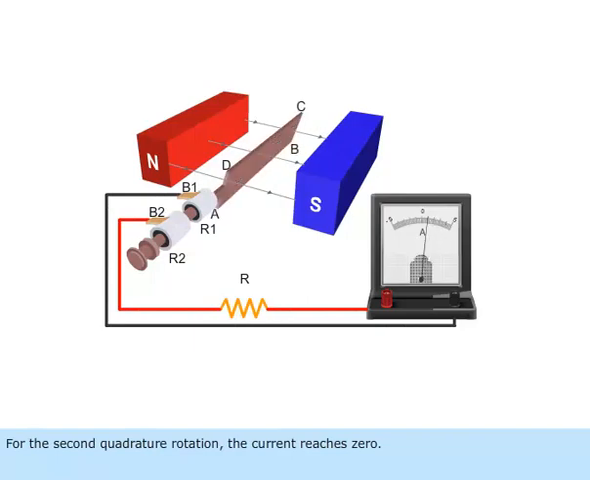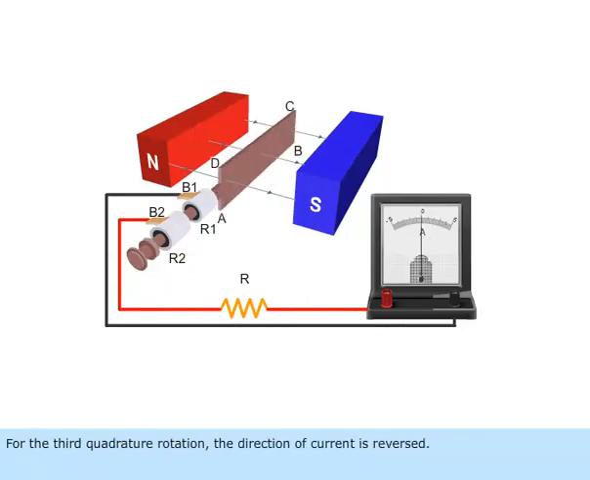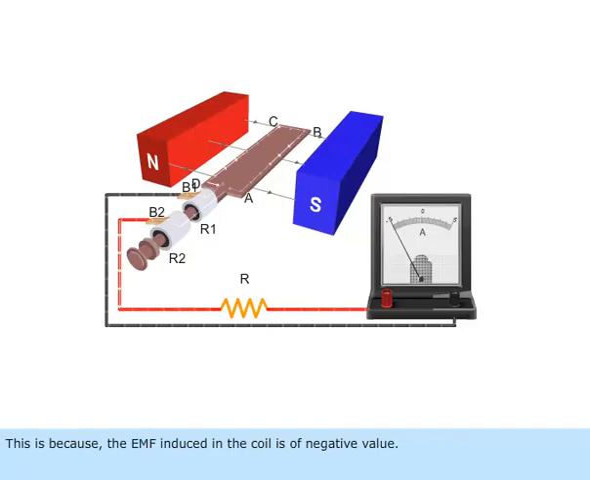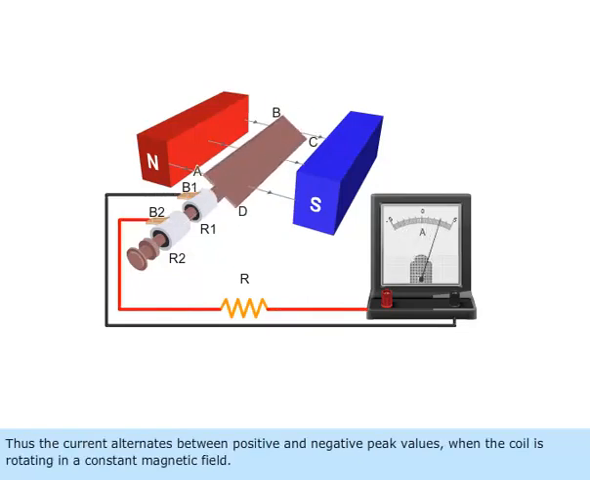For the second quadrature rotation, the current reaches 0. For the third quadrature rotation, the direction of current is reversed. This is because the EMF induced in the coil is of negative value. Thus, the current alternates between positive and negative peak values when the coil is rotating in a constant magnetic field.